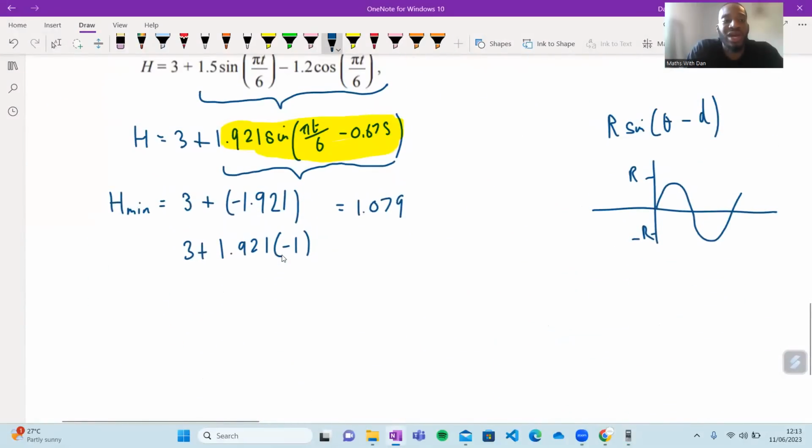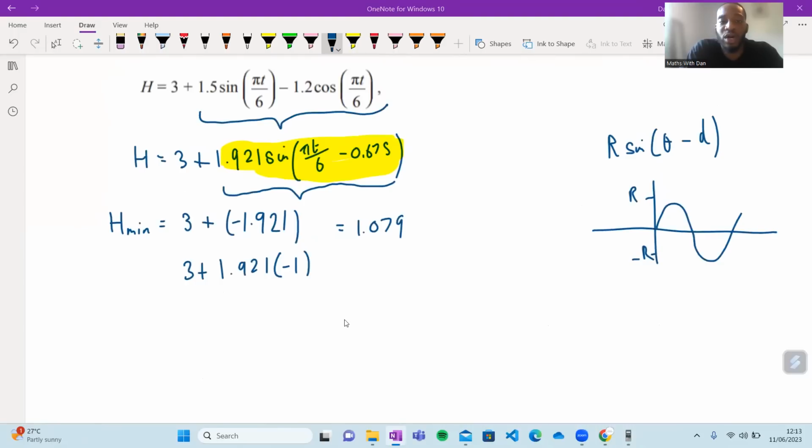Now remember, the minimum occurs when sine is -1, because we have h is equal to 3 plus some number times sine. So to find the minimum of this, we need to find the minimum of sine, don't we? Because that's the only part of the function that is variable. The 3 is a constant. The 1.921 is a constant. The only thing that can change is the sine. So we need the minimum of that, which is -1. So that's why we plug it in. Anyways, we found the minimum height.